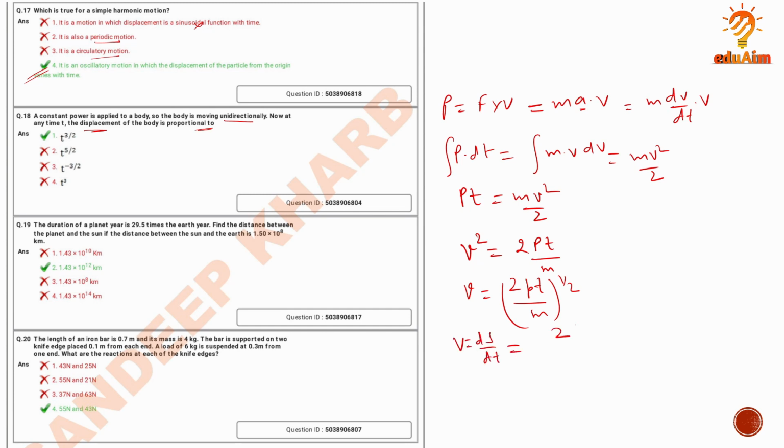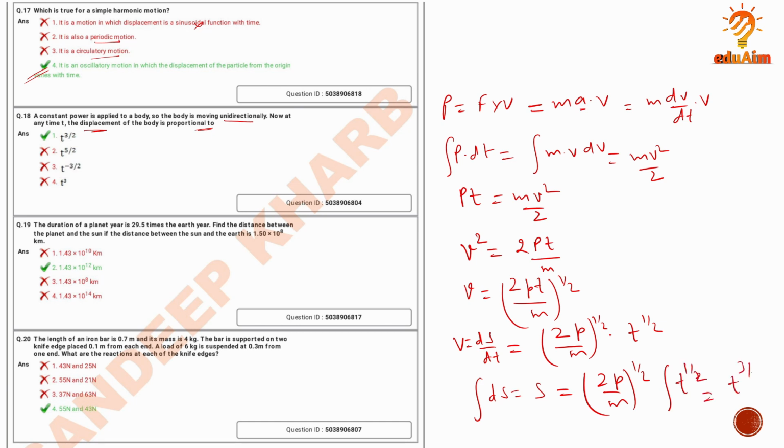So this is equal to (2P by m) raised to power 1 by 2 into t raised to 1 by 2. Again integrating, we have ds, so s is equal to (2P by m) raised to power 1 by 2, it is constant, and integrating t raised to 1 by 2, it is t raised to 3 by 2. Okay, proportional to t raised to 3 by 2. So displacement is proportional to t raised to 3 by 2. This is the answer.